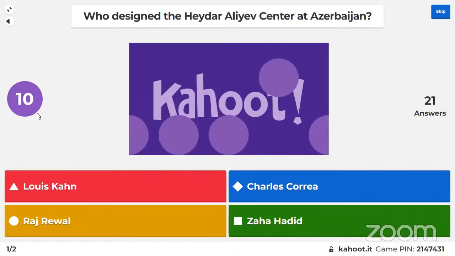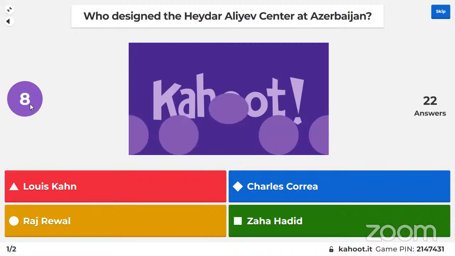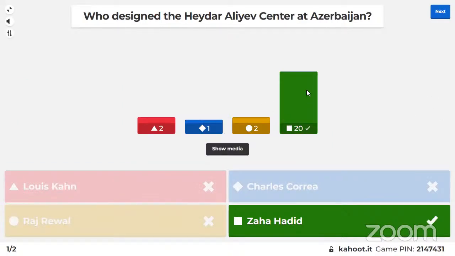Once you click on that, on the left hand side, you can see the timer that is running. 7, 6, 5, 4, 3, 2, 1. You can see the number of participants who have answered, and most of them have answered option D, Zahadi. That is the right answer, that's why there's a tick mark. It will be visible.